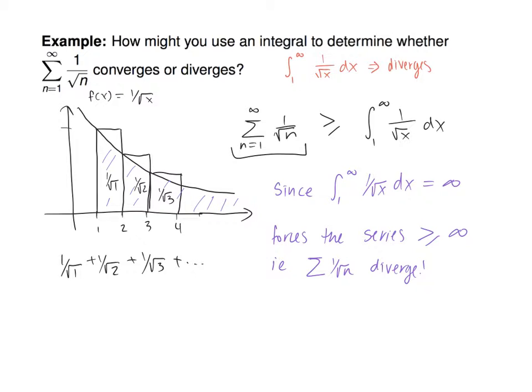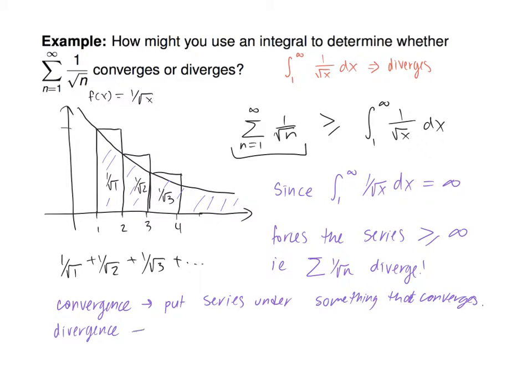Right, can you say that one more time? Yes. So if you're trying to show convergence, you want to put your series under something that converges, which is what we did in A, right, the first one? Does that make sense? Yeah. If you want to show divergence, how would that change? You put the series over something that diverges.